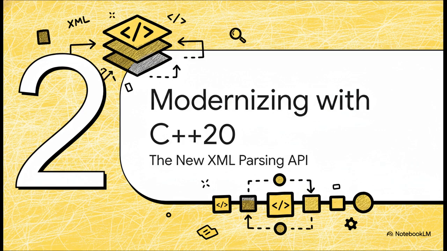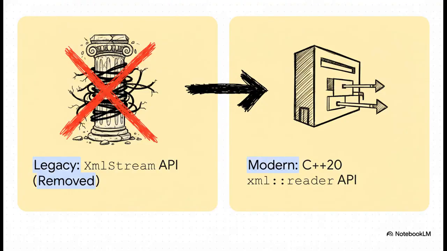And you know, a perfect example of this is the brand new API for handling XML, which we're going to look at right now. For those of you who've been using the SDK for a while, you'll know the old XmlStream API. Well, it's officially a thing of the past. It's been completely removed, and in its place is a modern, expressive, and way safer parsing framework that's built from the ground up around the power of C++20.